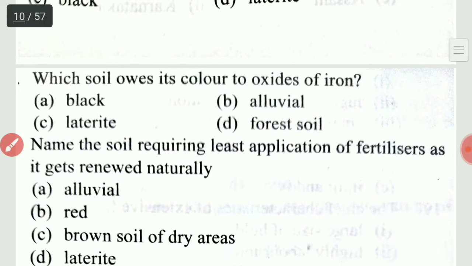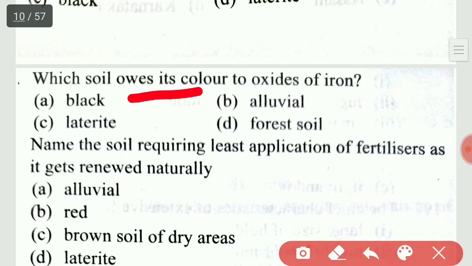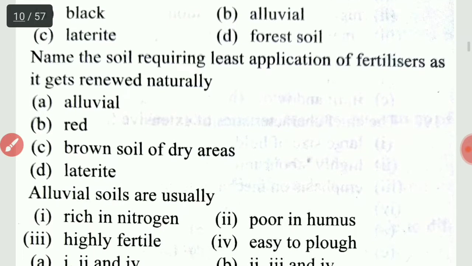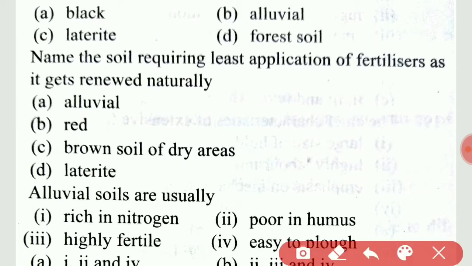Next, which soil owes its color to oxides of iron? That is option C, laterite. Next, name the soil requiring least application of fertilizers as it gets renewed naturally. The right option is option A, alluvial.